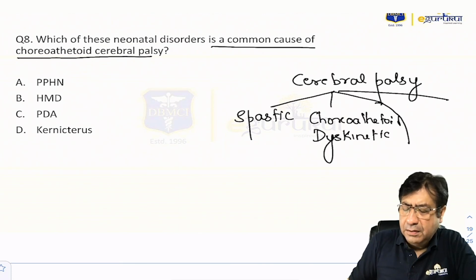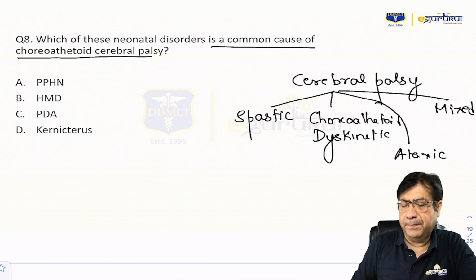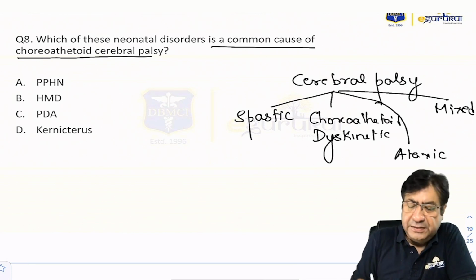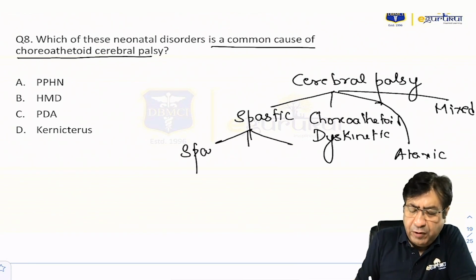Then you have an ataxic type of cerebral palsy, and then you have a mixed type of cerebral palsy. Spastic cerebral palsy is further subdivided into spastic hemiplegia, where one half of the body has increased tone.